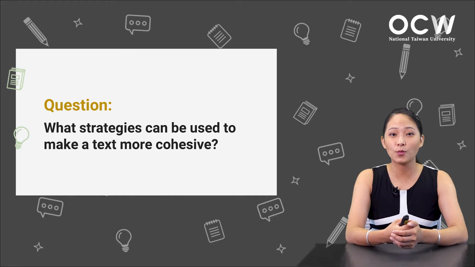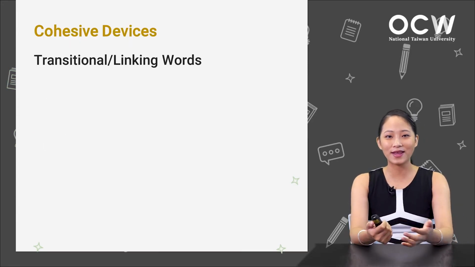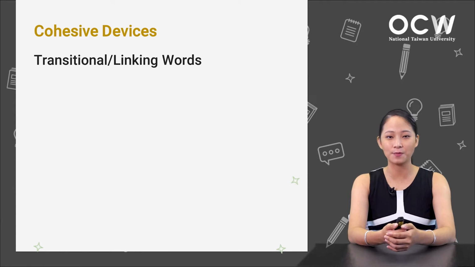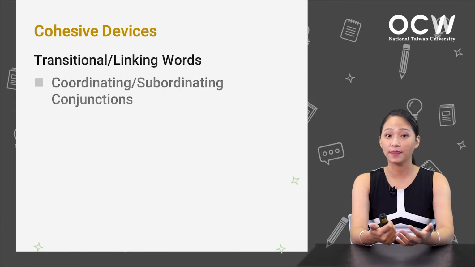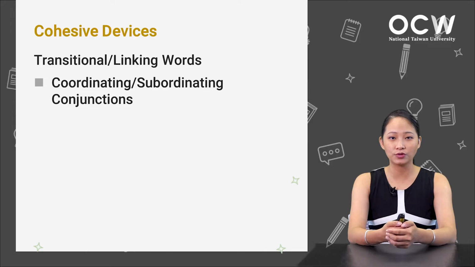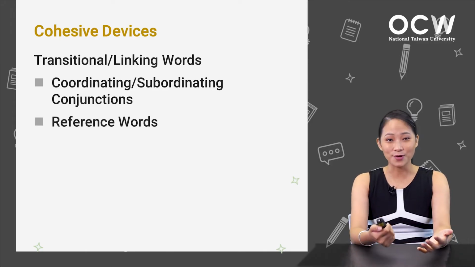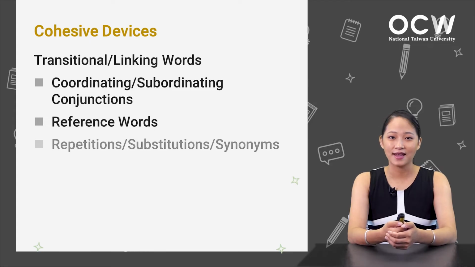Now, we're going to be looking at what strategies can help us achieve cohesion. We're going to be looking at 3 different types of strategies that can help us achieve cohesion. Number 1, the use of coordinators, subordinators, and conjunctions. The second one is reference words. And the third one is repetition of words or substitution or synonyms.